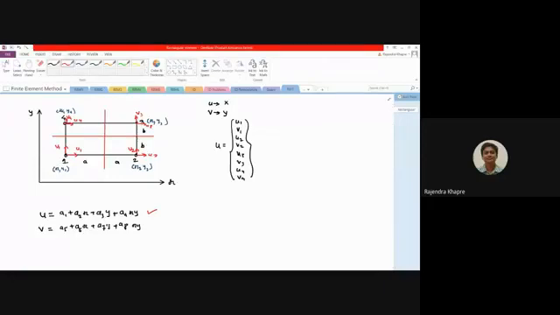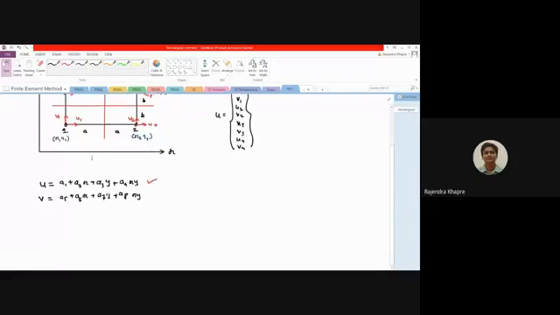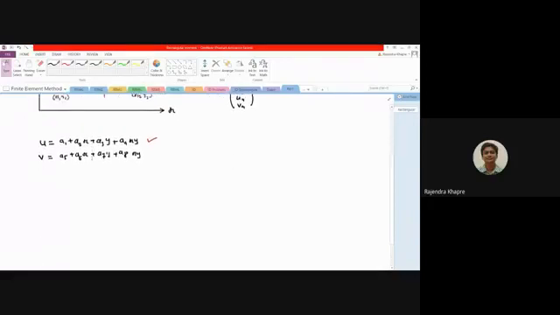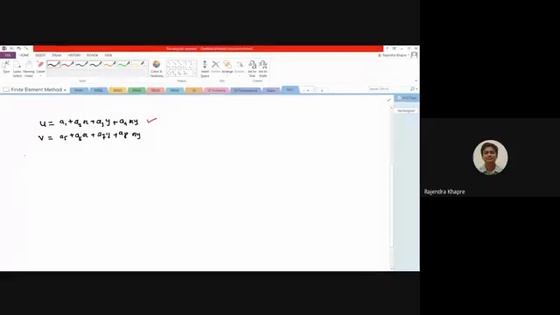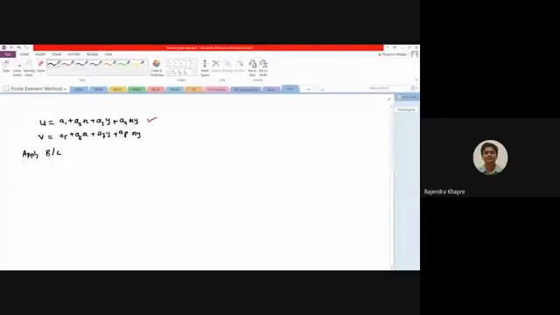The very first thing we have to do is find the unknowns, that is a1, a2, a3, and a4. Right now I am focusing only on the u part, that is the deformation along the x-axis. For this purpose, I'm going to apply the boundary conditions. So let me write down over here: apply boundary conditions.